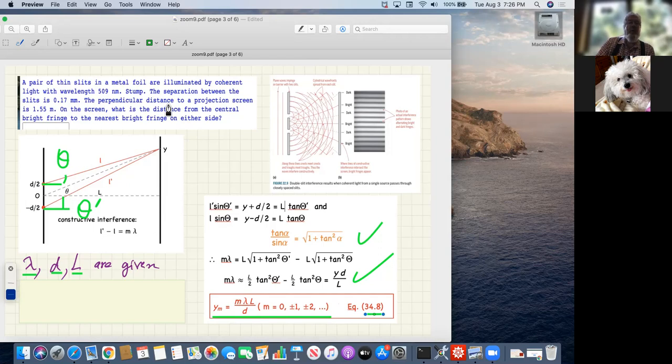Now I want to know what is the distance to the nearest bright fringe. The center bright spot is m equals 0. The nearest bright fringe will be m equal plus or minus 1. So the distance from the center bright fringe to the nearest one will just be lambda L over d, m equal 1.